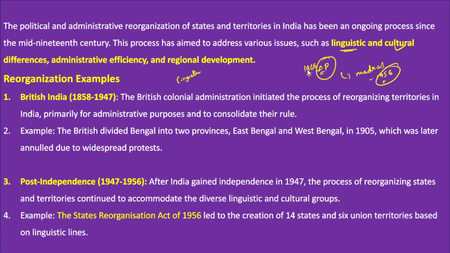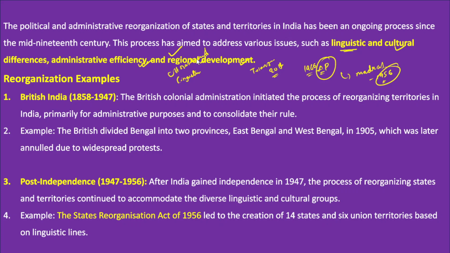Similarly, if you look at the Punjab and Haryana separation, they were separated in the year 1966, particularly because of cultural differences. And there were also states formed for administrative efficiency and regional development. For example, Telangana was formed in 2014, particularly because of lack of regional development. For administrative efficiency, there were states like Uttarakhand and Jharkhand, formed because of administrative efficiency needs.